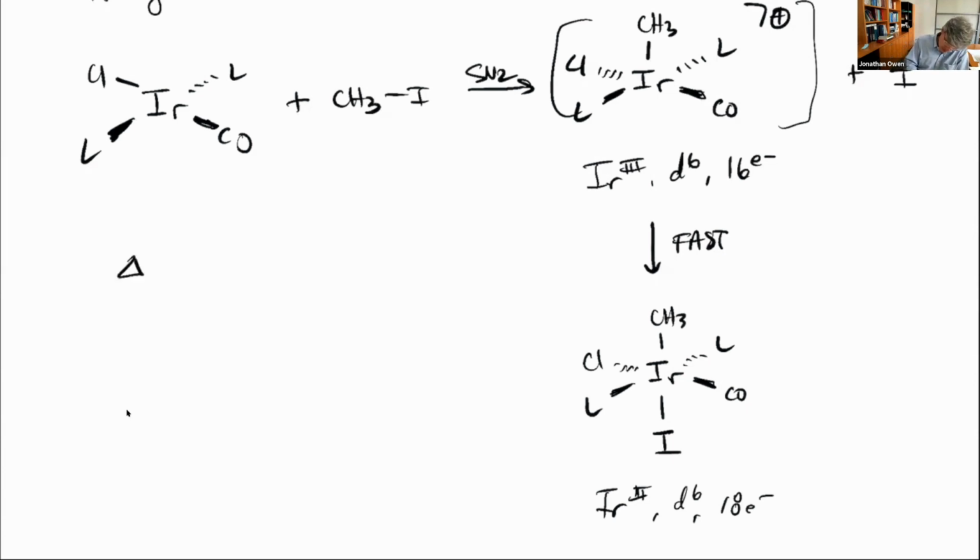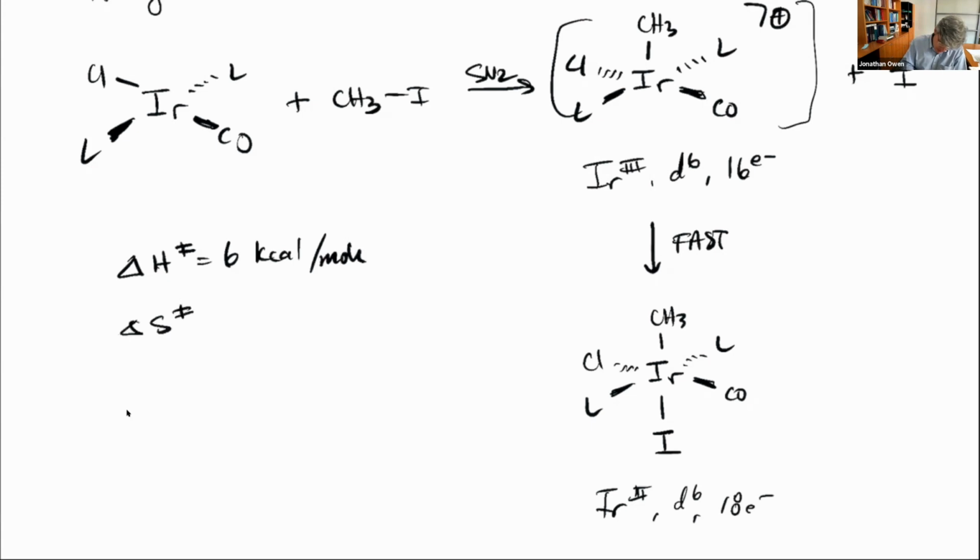It has a ΔH double dagger. The barrier height of this reaction is 6 kcal per mole. That's pretty small. That's a low barrier.